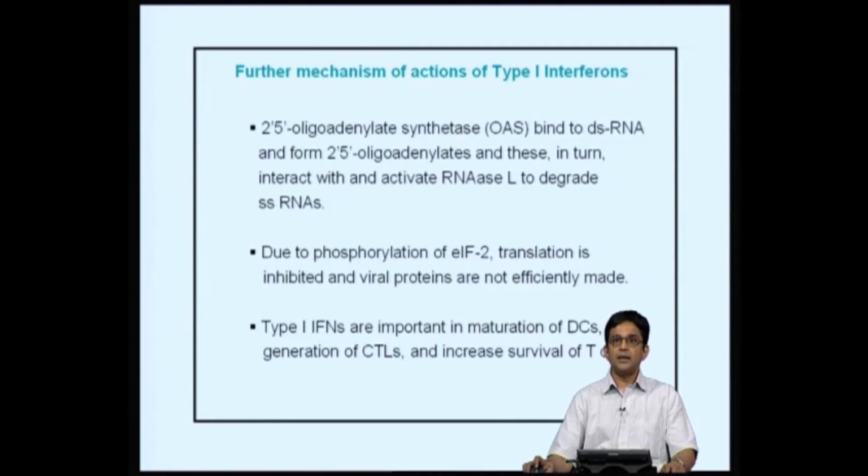The other way is there is phosphorylation of eukaryotic initiation factor 2, as a result of which translation is inhibited and viral proteins are not efficiently made. Apart from their strict antiviral roles, type 1 interferons are now shown to be important in other processes in modulating host immunity, one of which is in maturation of dendritic cells, generation of cytotoxic T lymphocytes, and in some cases they have been shown to increase the survival of T cells.